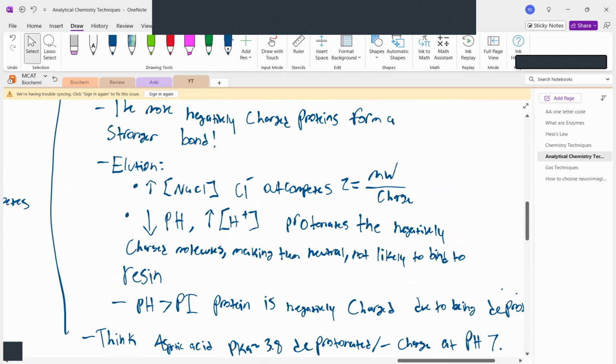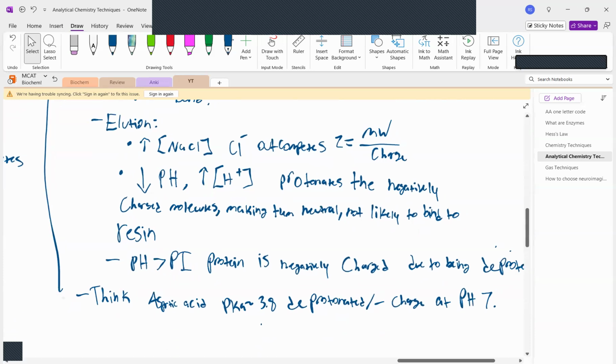Same thing, if you decrease the pH, you're increasing the proton concentration, right? So you're going to protonate the negatively charged molecules, which act as a base, right? They have excess electrons, so they're able to take in those hydrogens. And as I said before, it wants to be neutral. No compound wants to be positively or negatively charged. It's high energy and just not great overall. So it's not likely to bind to the resin when it's neutral.